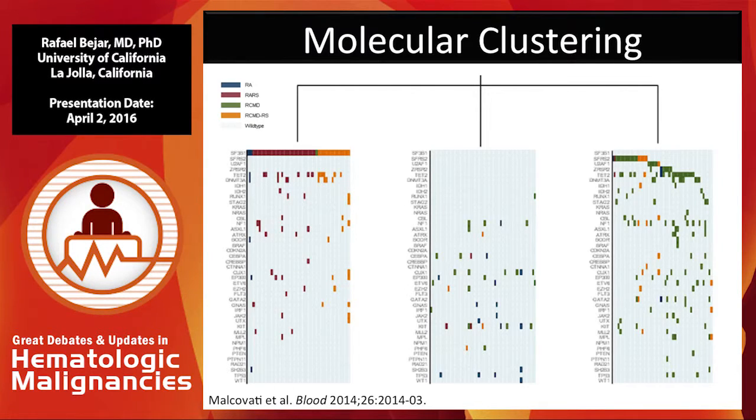Those on the left have an SF3B1 mutation, those on the right have mutations in other splicing factors and epigenetic modifiers like TET2, DNMT3A, or ASXL1, and the remainder in the middle didn't have mutations in any of those genes that I just mentioned. The ones on the right also had a high proportion of patients who had RCMD, so patients more likely to have multilineage dysplasia.